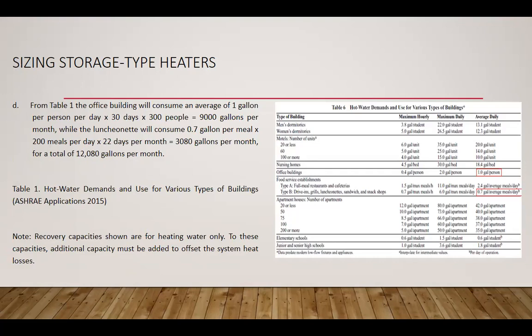So dito naman gamitin yan. Times 22 days a month, assuming na 22 days. So 3,080 gallons per month for a total of 12,080 gallons per month. Ito na yung required mo ng per month. Hindi yung requirement ko, hindi ito size ng tangke. Ito yung makukonsume mo. Saan galing itong 0.7?